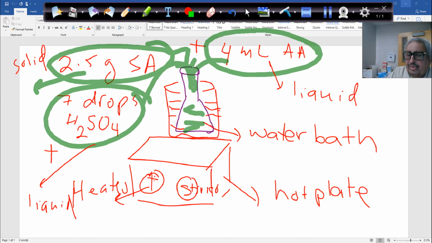When you put this one here in the boiling bath, you keep an eye on all the crystals, the solid here, dissolving. That will tell you that the reaction is ongoing and progressing. That's a very good sign.